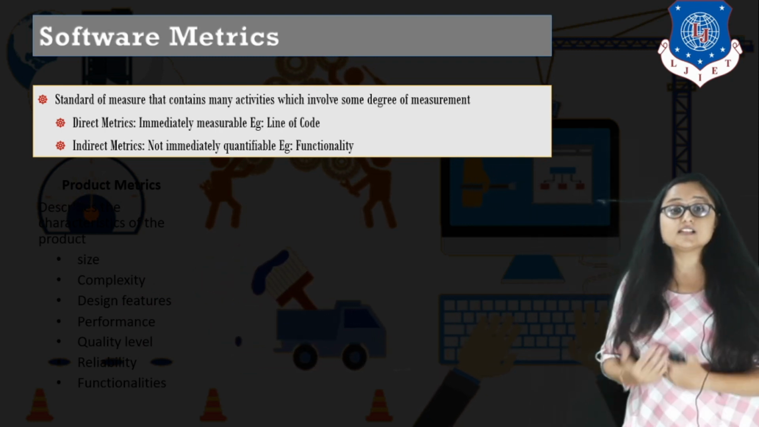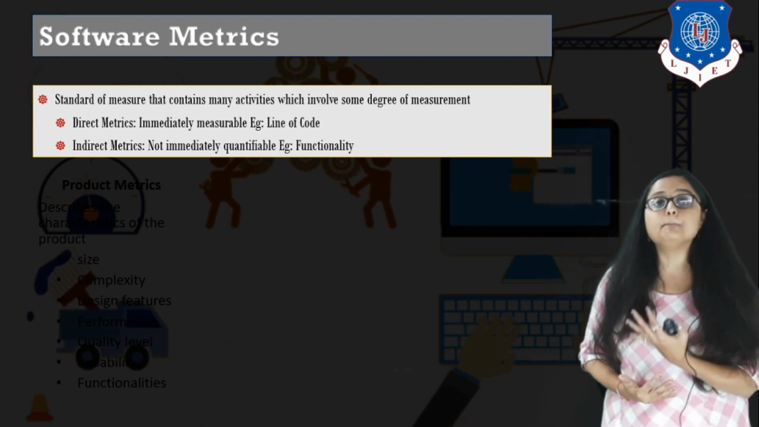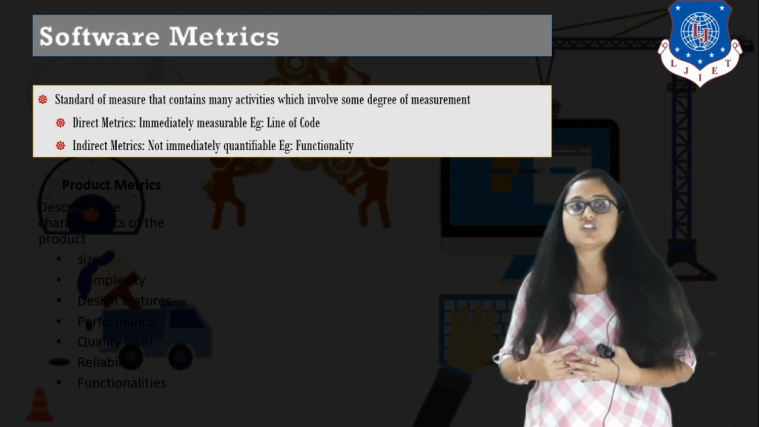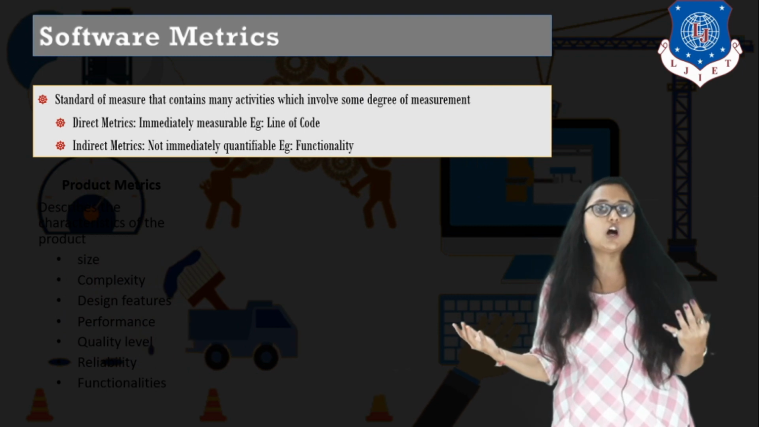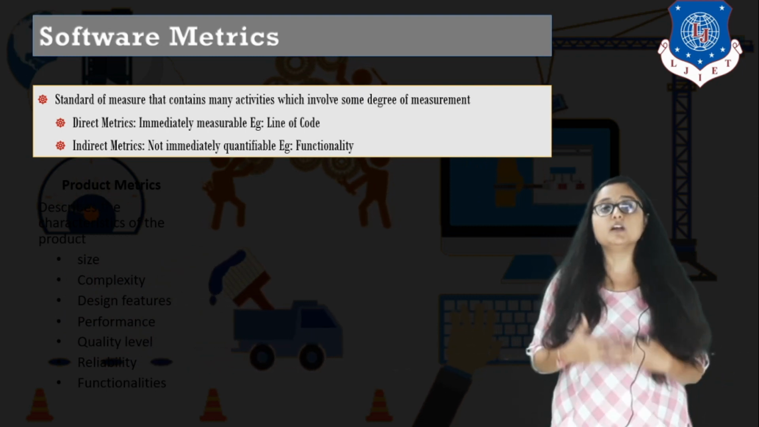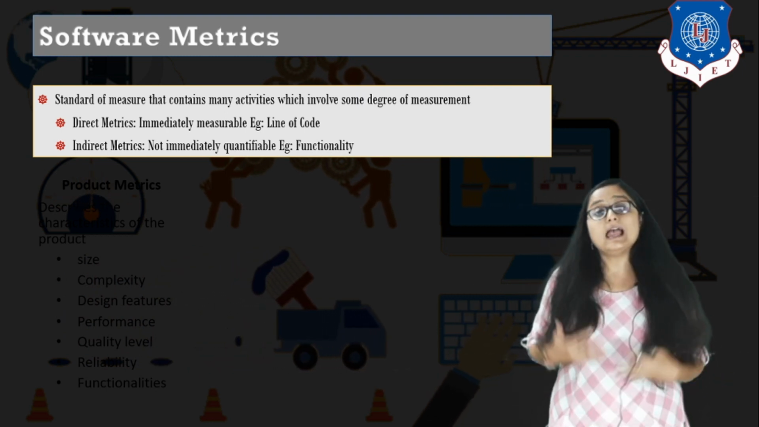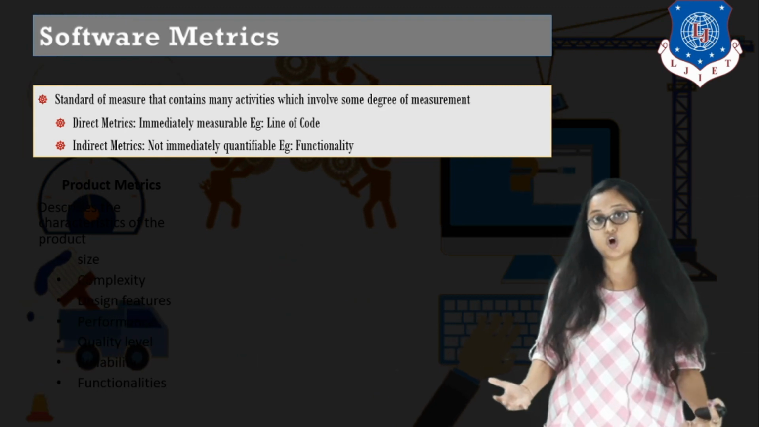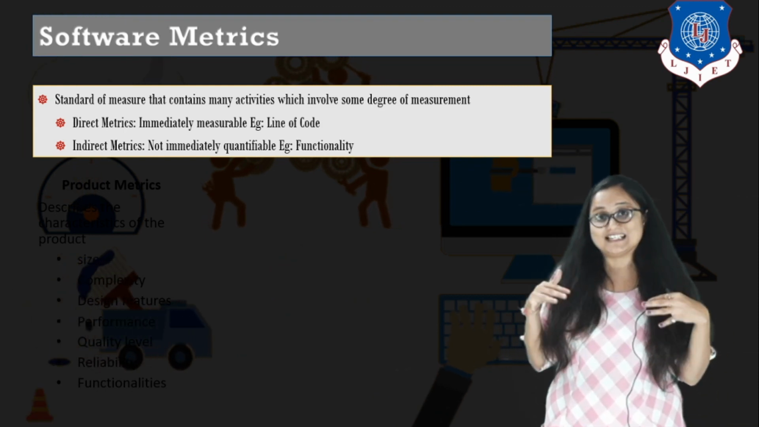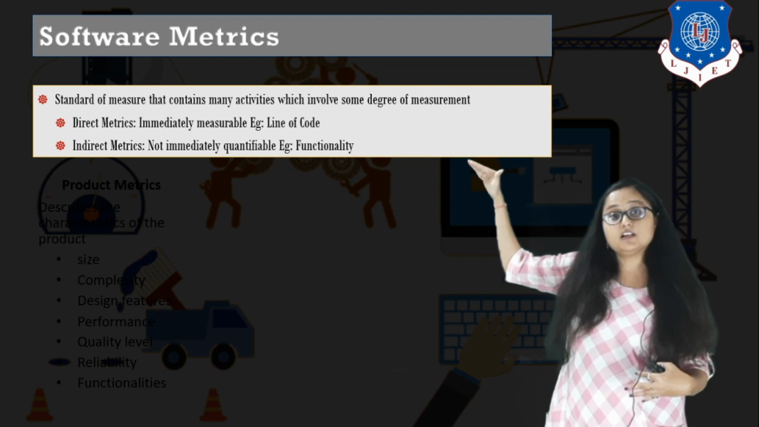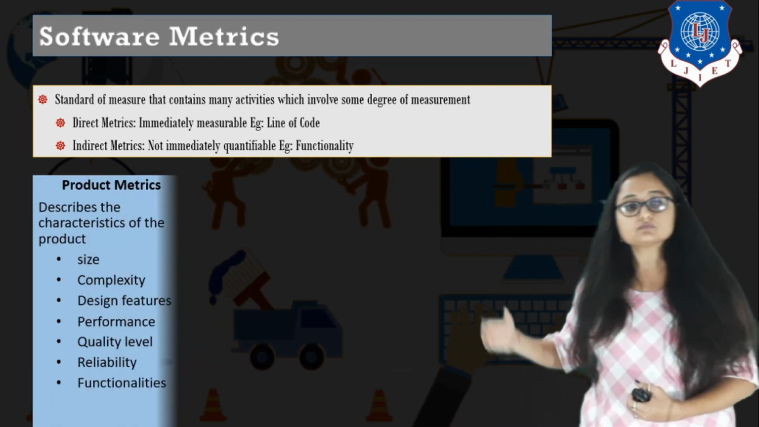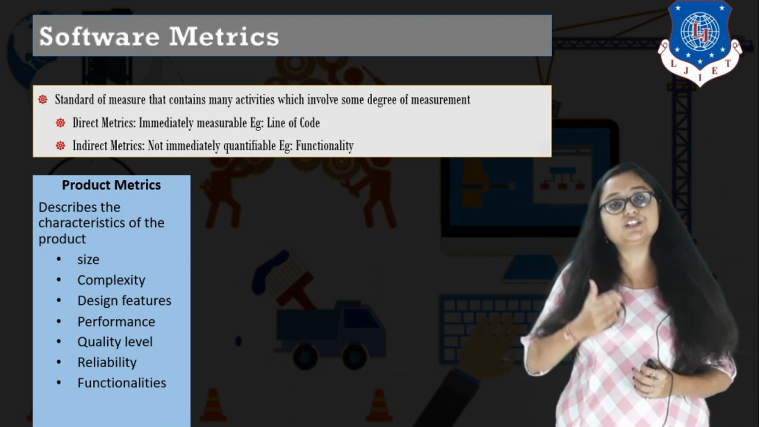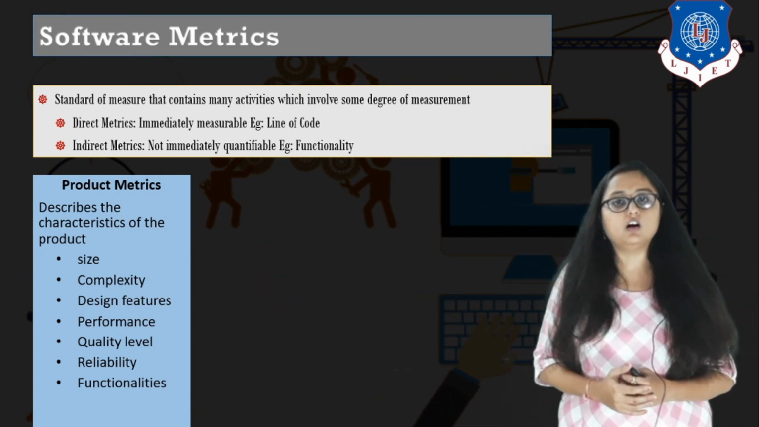And if you have something which is not immediately measurable, for example, you cannot measure the functionality of a product, right? You cannot measure how reliable it is. So if you are measuring reliability and you are applying a formula on that particular measure, that is an indirect measure, and the metric that you achieve is known as an indirect metric. Okay. Now let us study the 3 distinct metric categories.